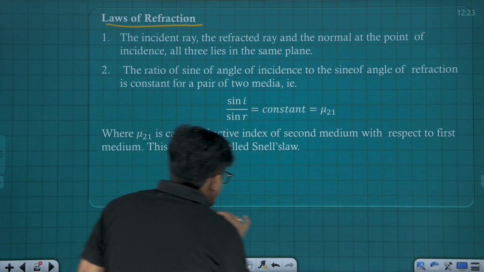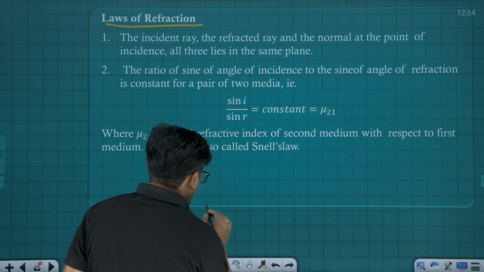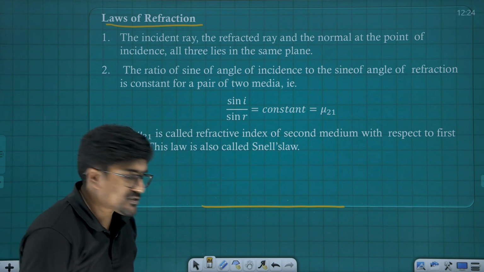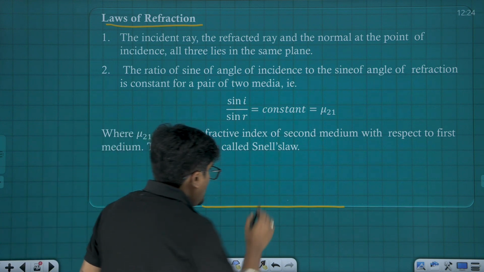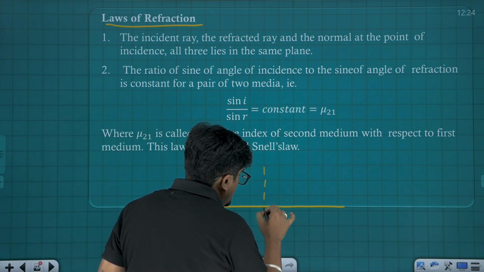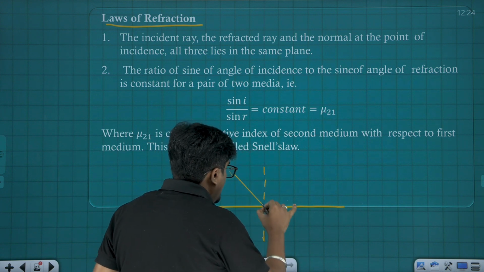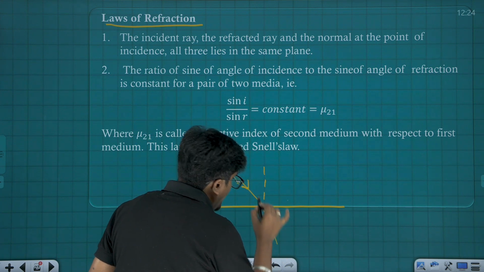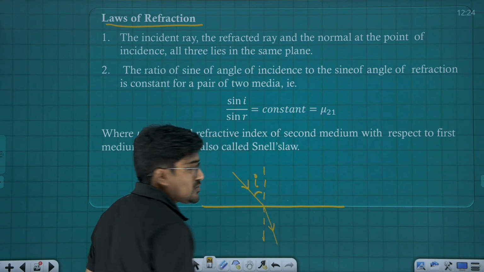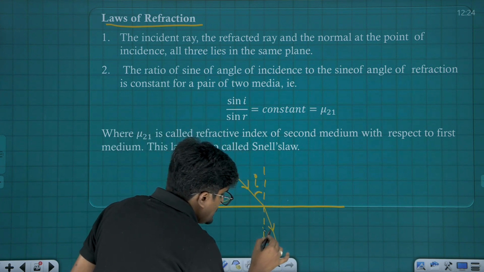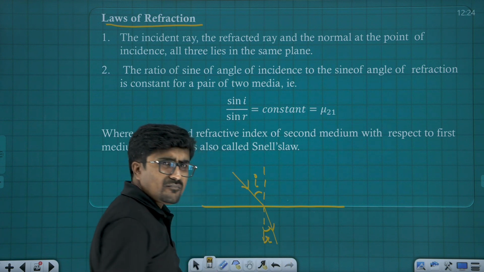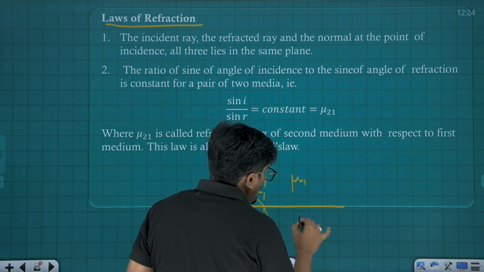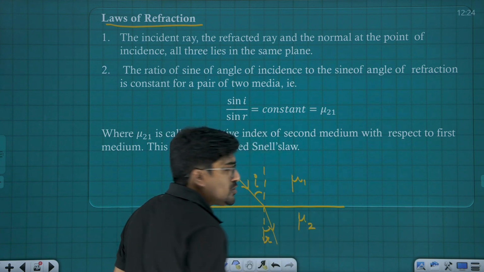So basically, if this is the surface that separates the two media, and this is the normal, and this is the incident ray and here this is the refracted one, this angle is known as the angle of incidence, and here this is the angle of refraction. Let this be the refractive index of medium 1 and this be the refractive index of medium 2.